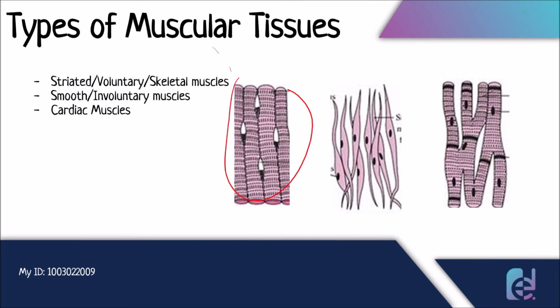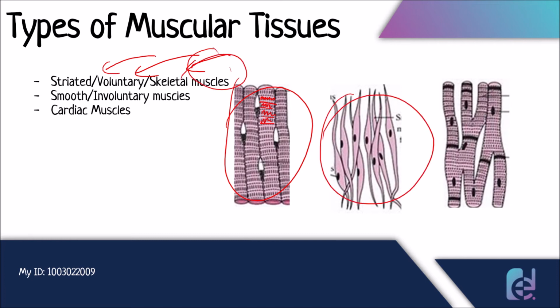So the first one is known as striated, also known as voluntary or skeletal muscles. Why are they called striated? Now you might see that we have a dark band over here and a light band. Dark, light, dark, light. These are known as striations. These are known as voluntary muscles because they only move when we tell them to move, like they're under our control. And they're also known as skeletal muscles because they're attached to bones.